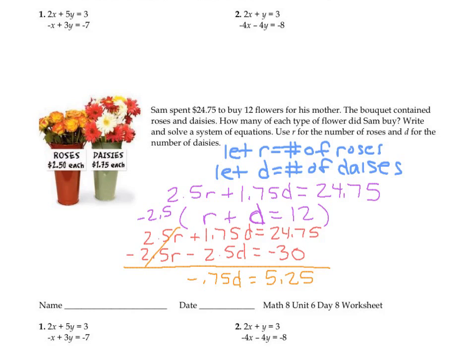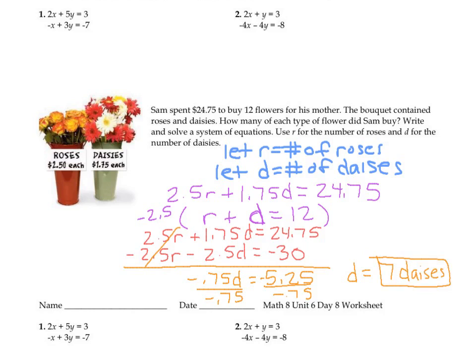And then to solve for D, we divide both sides by negative 0.75. And we get D equals 7. And since D is the number of daisies, we have 7 daisies. So that's one of our answers.